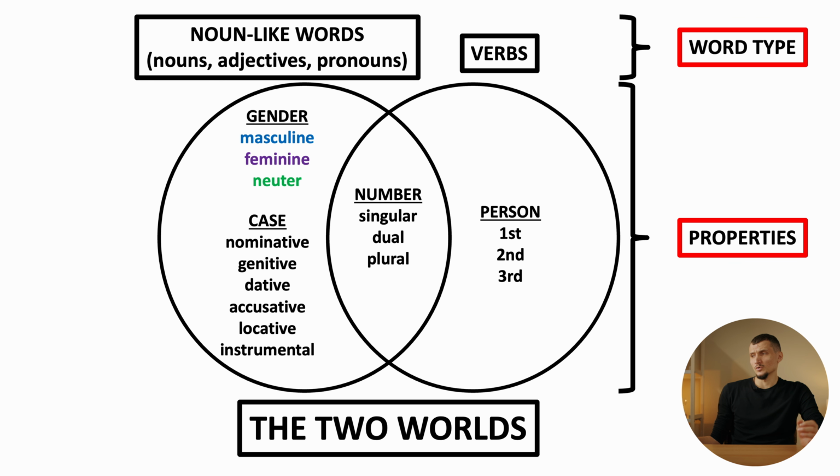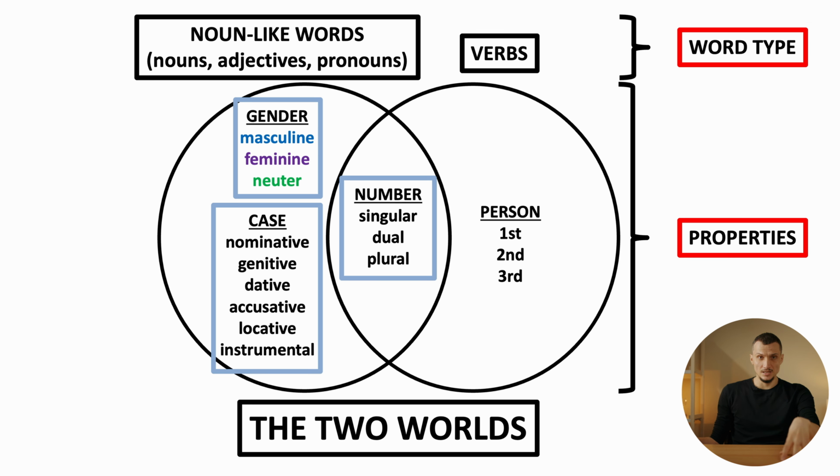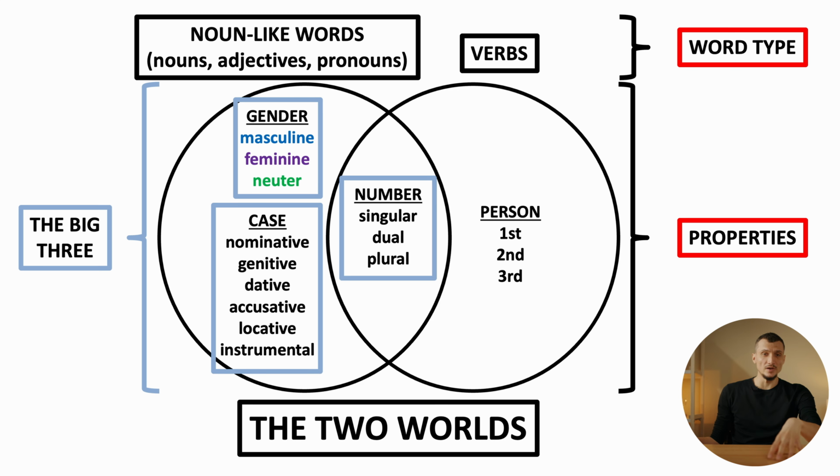So if we have a look at our overview, at our diagram again, let's review the fact that gender and number and case together, we call those the big 3. Those are the 3 important grammatical characteristics shared by all nouns and adjectives and pronouns. Even though there are some very rare exceptions, for all practical purposes, there is no noun and no adjective and no pronoun in Slovenian that does not have a certain gender and number and case, or that cannot be described in terms of those 3 categories.